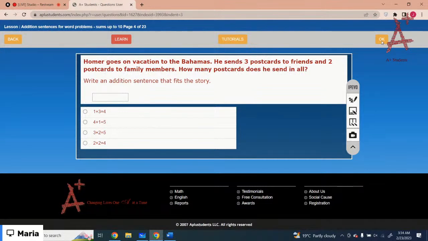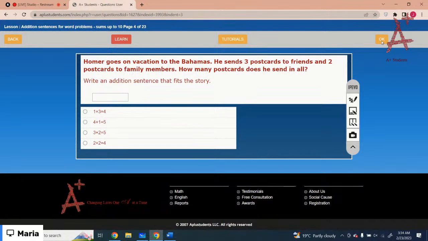Homer goes on vacation to the Bahamas. He sent three postcards to his friends and two postcards to his family members. How many postcards does he send in all? Three of the postcards he sent to friends and two of them to family members. So you have to calculate the total postcards.